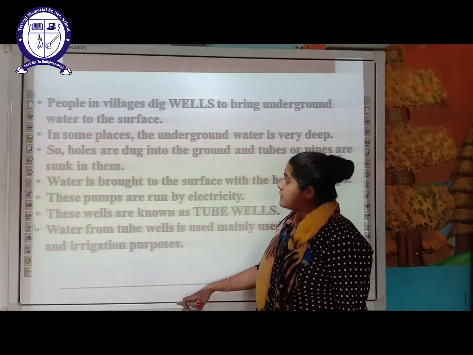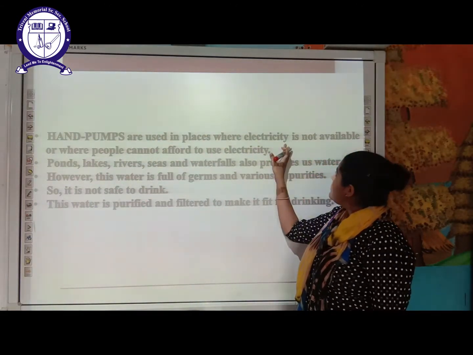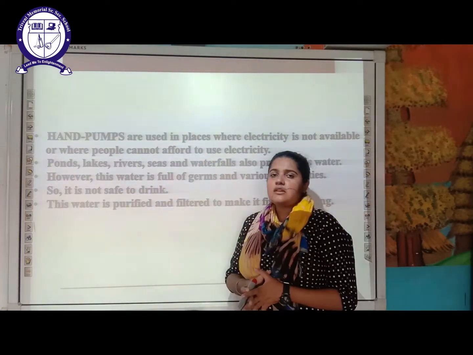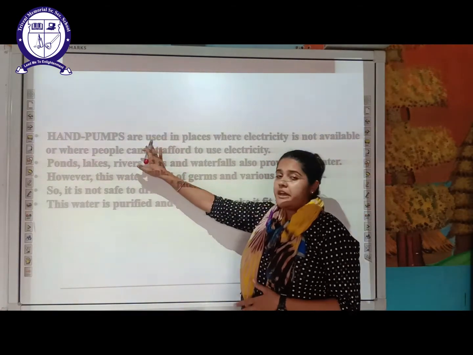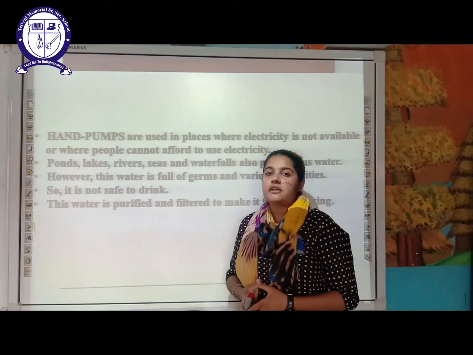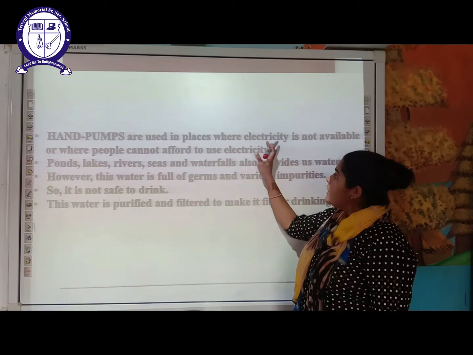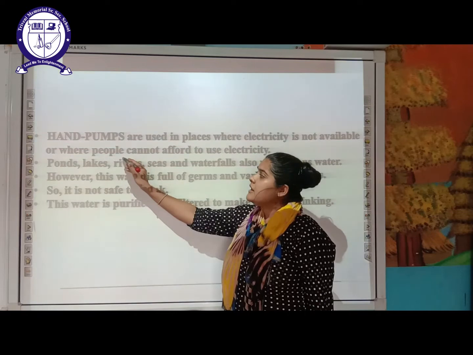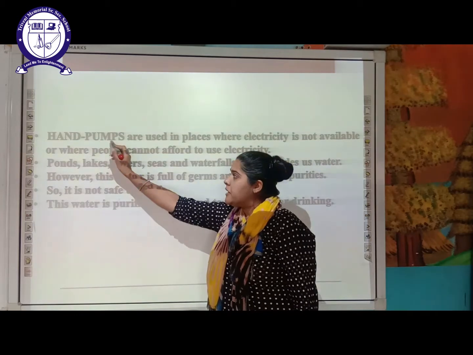So let's move on to the next part. Hand pumps. Hand pumps are used in places where electricity is not available or where people cannot afford to use electricity. This is the third mode in which we can obtain underground water. There are certain parts in our country where they are facing problems in getting electricity. So mostly at those places where electricity is unavailable, or when people cannot afford it, they are using hand pumps.